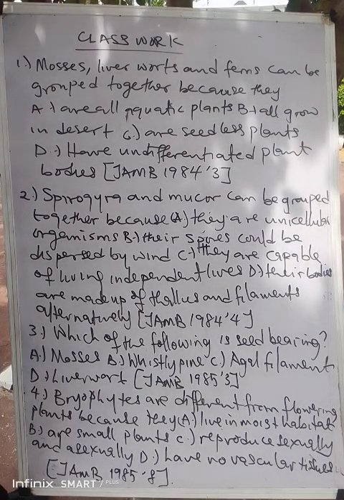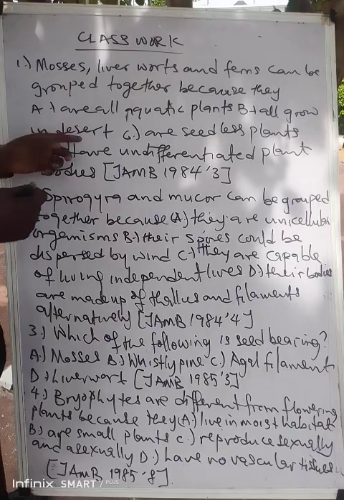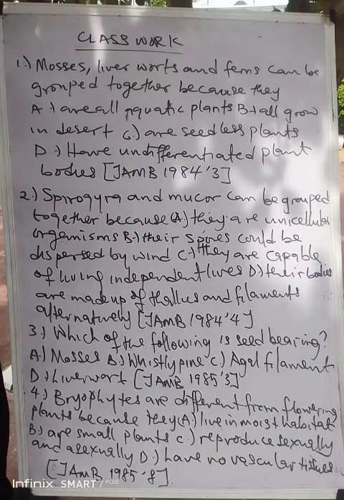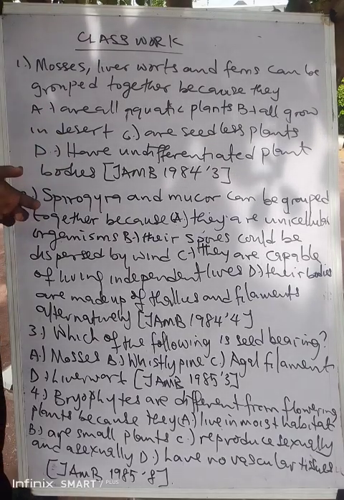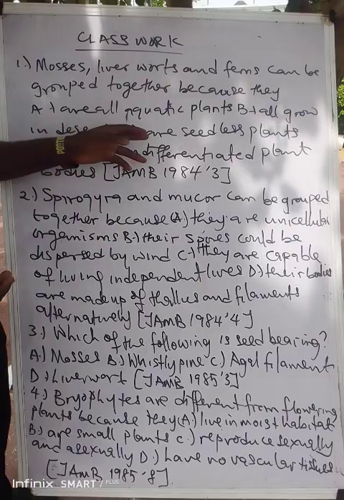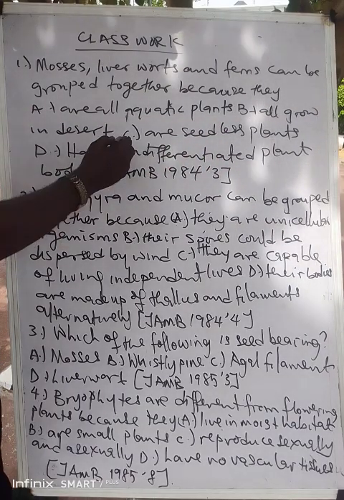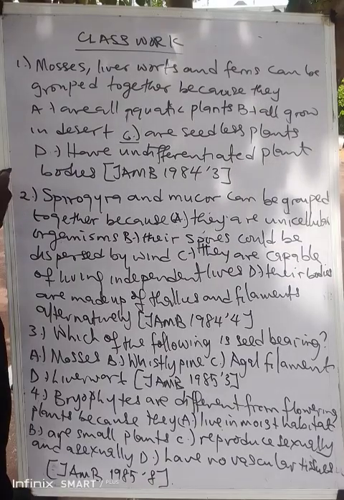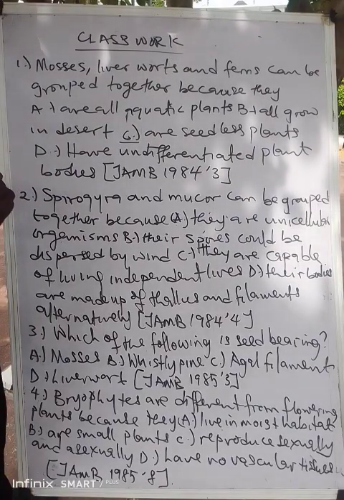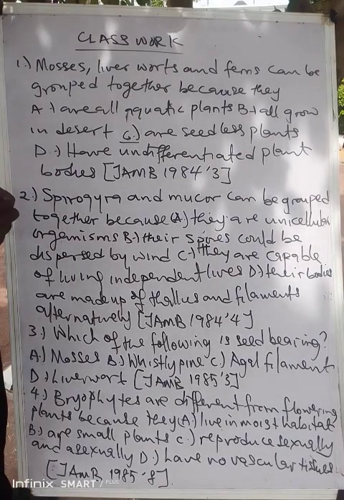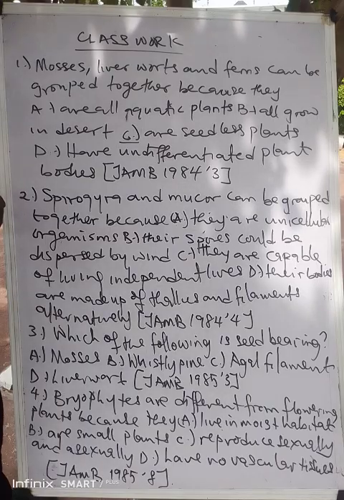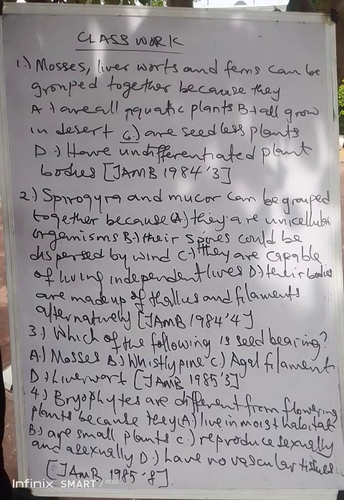B, is it because all grow in a desert? No. They are all found around us and we are not living in the desert. C, are they seedless plants? Is it because they don't have seed? Yes, they don't have seed. What they have is spore. So you can mark it by yourself.